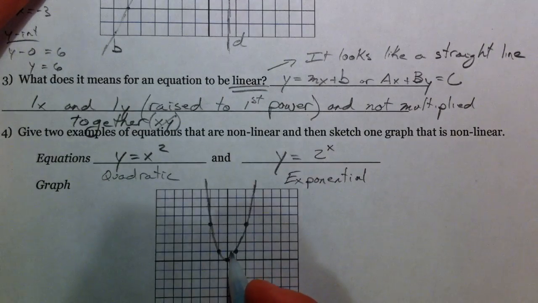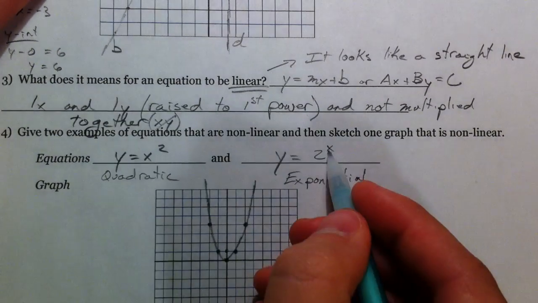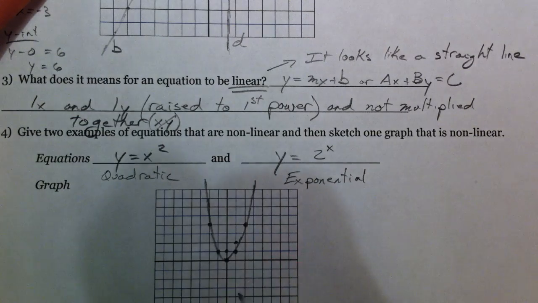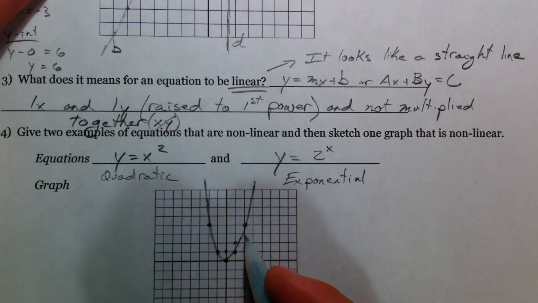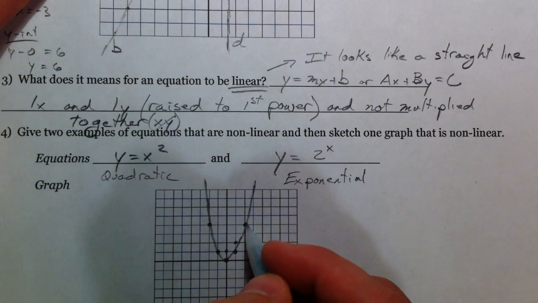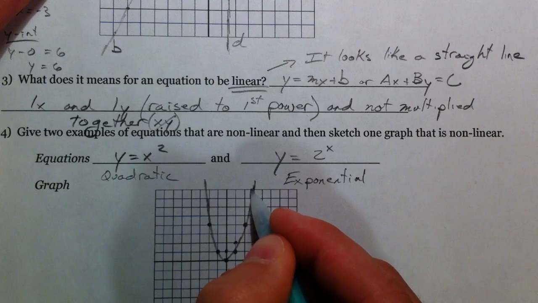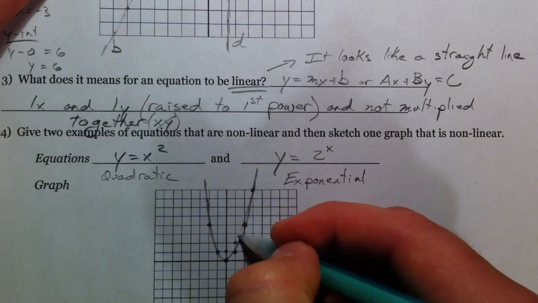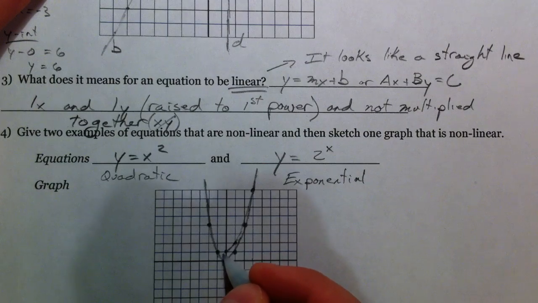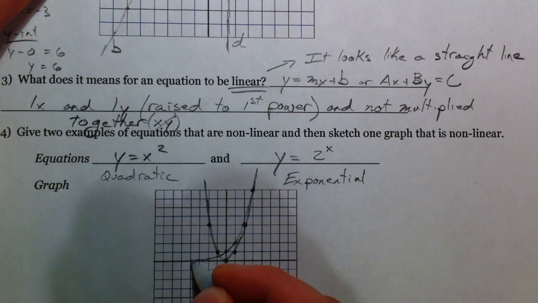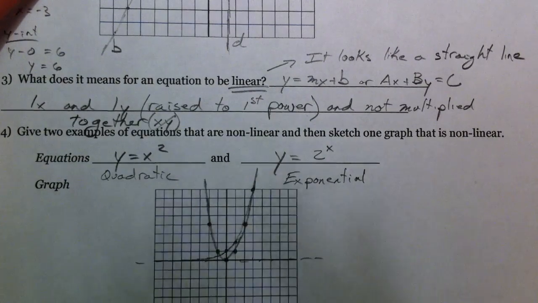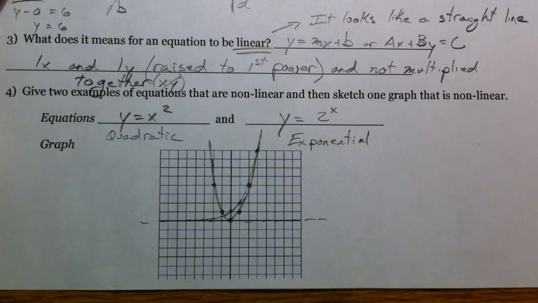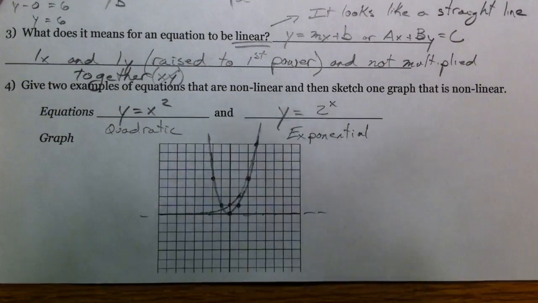X is in the exponent in the exponential function. So 2 to the 0 power is 1. 2 to the first power is 2. 2 to the second power is 4, if I'm just plugging in x's. 2 to the third power is 8. And then if we go backwards, we're dividing by 2, and you get this asymptote, as we call it. And we'll talk about that later. But those are some examples of nonlinear equations.